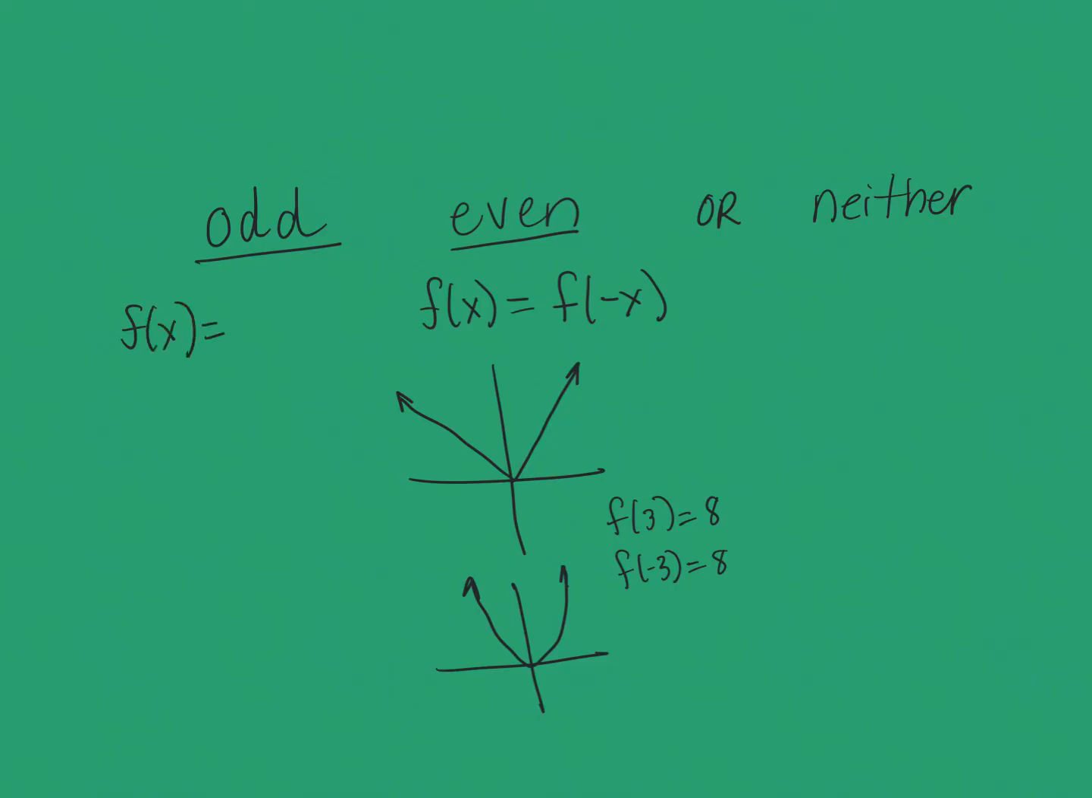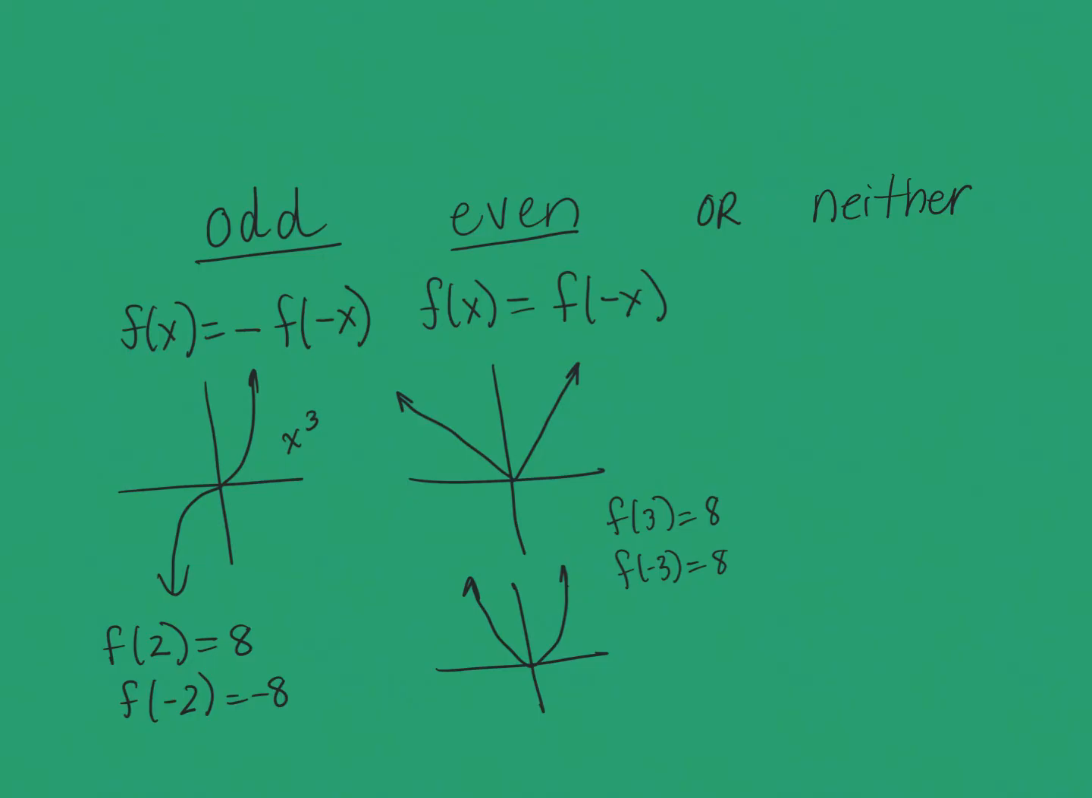An odd function is when I put a value in and I put the opposite of that value, I get the opposite thing out. So in this case, it would be something like x cubed. That's considered an odd function. If I put f of 2 in, I get 8 out. If I put f of negative 2 in, I get negative 8 out. So when I put the opposites in, I get the opposites out. Neither is just when neither of these happens.